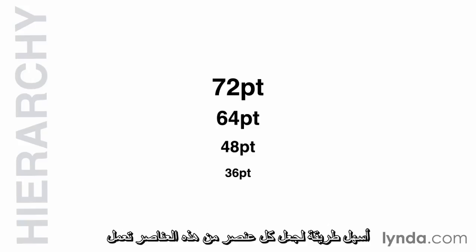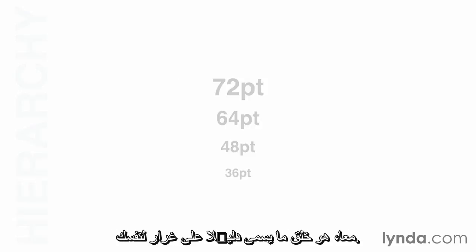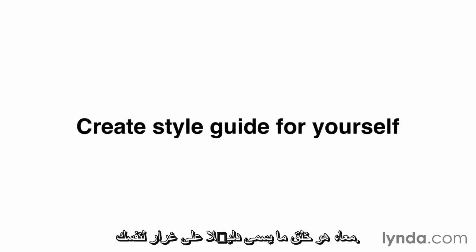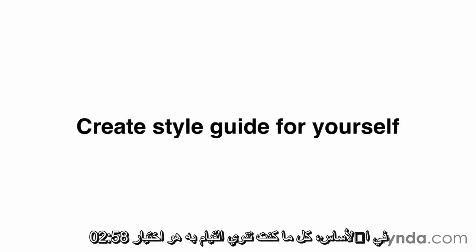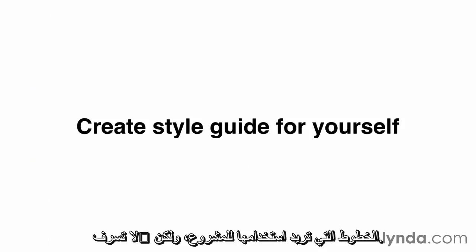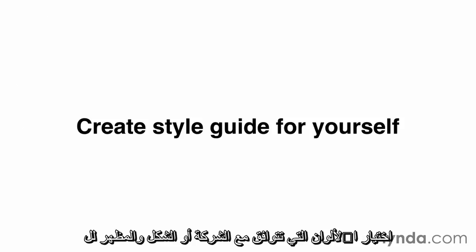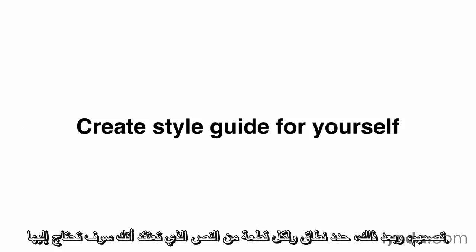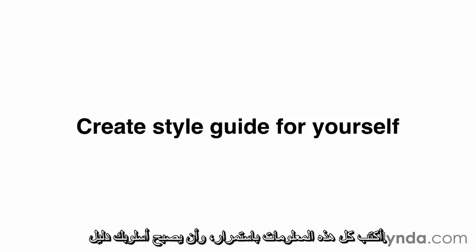The easiest way to make all of these elements work together is to create something called a style guide for yourself. Basically, all you're going to do is pick 2 to 3 fonts you want to use for a project, but don't go overboard. Choose a color scheme that matches the company or the look and feel of the design, and then set a scale for each piece of the text you think you'll need. Write all this information down, and that becomes your style guide.